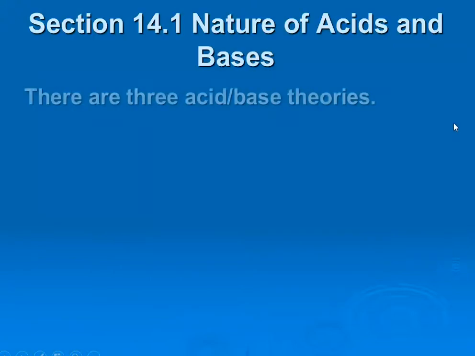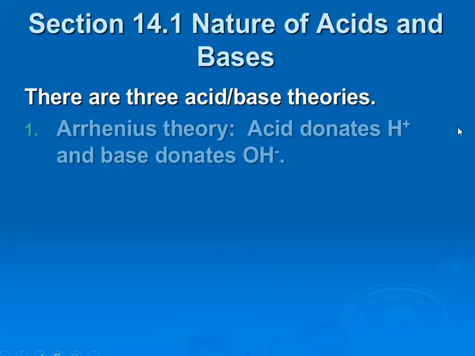Alrighty, so let's take a look at what we've got. We have learned this before. There are three different theories of acids and bases. The first one, the Arrhenius theory, is the most limited of the theories, which is where the acid donates a hydrogen ion and the base donates a hydroxide ion. This is limiting in the fact that it is specific only to substances that contain hydrogen ions and hydroxide ions.